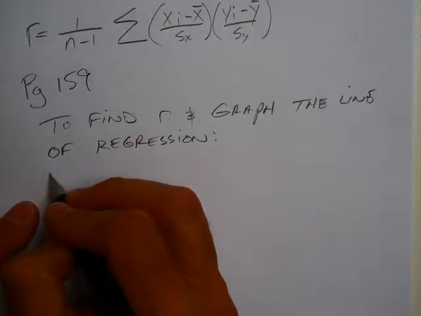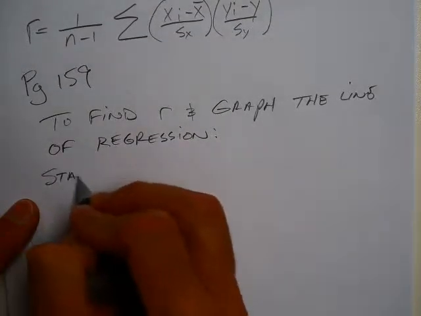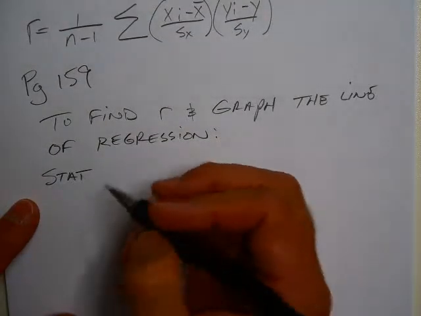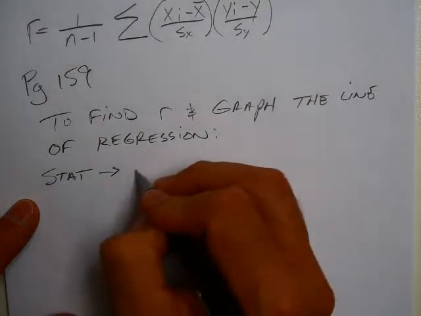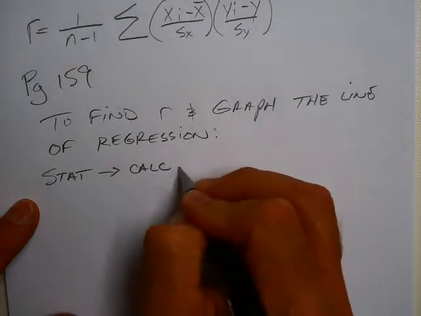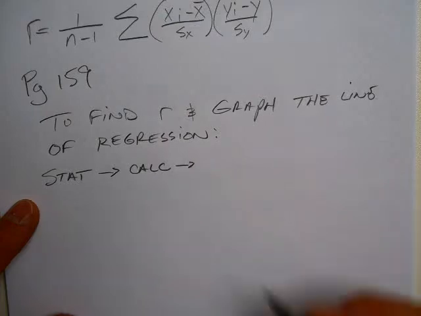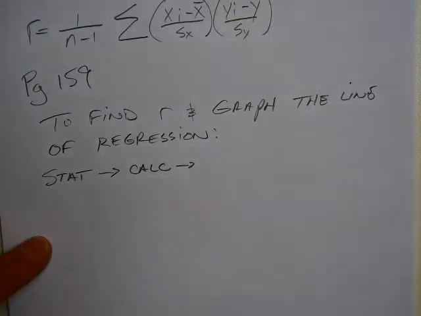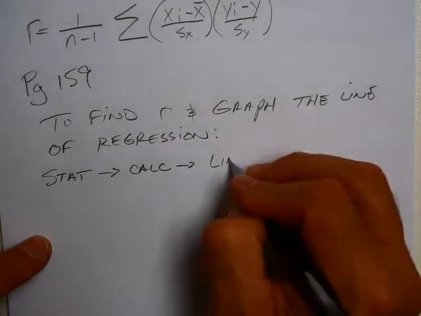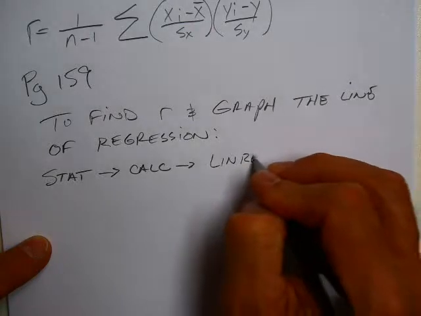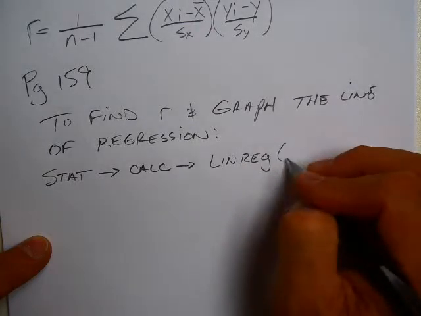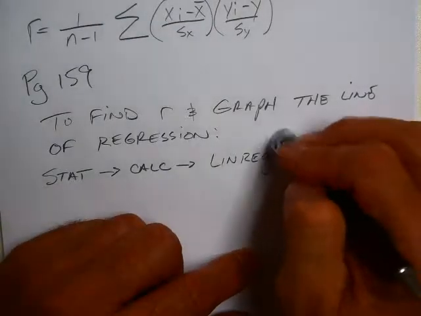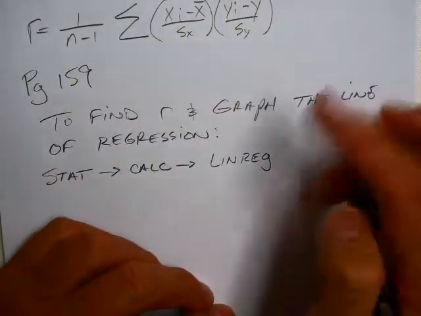So in the calculator, you want to go to Stat, and then Calc. And there's 2 line of regression choices. We want line reg, I think it's number 8, a plus bx.